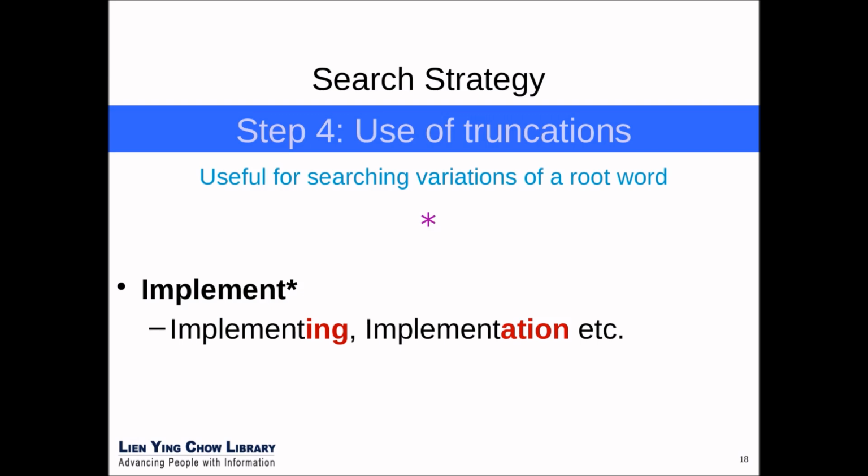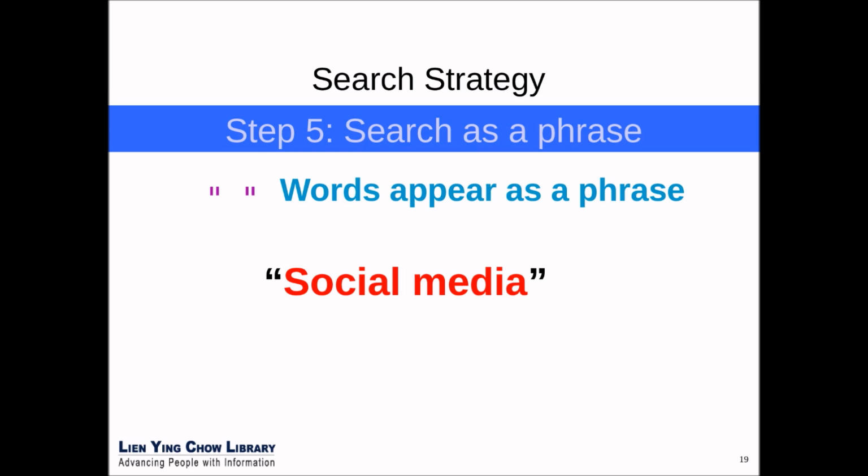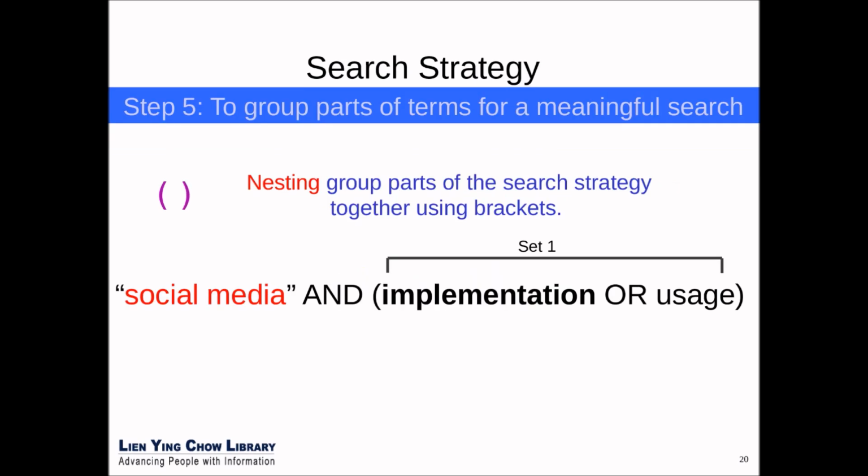In step 4, you want to save time in information retrieval. So in this example, you will type implement asterisk to retrieve the words implementing and implementation. Since the word social media must come together, you will search social media as a phrase by placing these words in double quotes. Next, you want to nest parts of the search strategy together using brackets. This means that you group implementation or usage in a bracket in set 1 and combine them with the word social media.